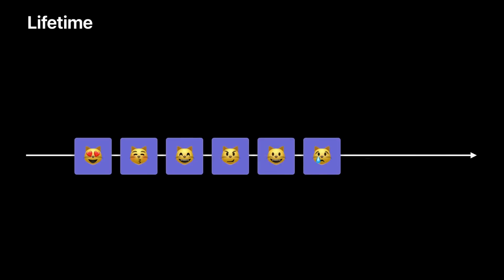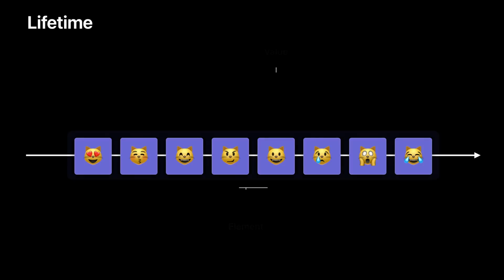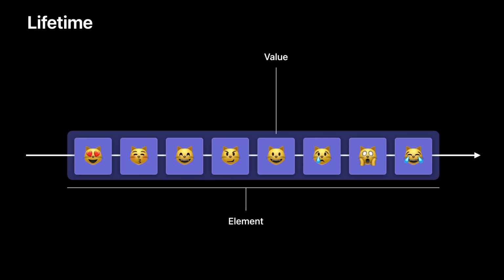This is the essence of connecting identity to lifetime. Identity allows us to define a stable element for different values over time. In other words, it allows us to introduce continuity over time. You might be wondering, how does this apply to SwiftUI? So let's bring back a cat-friendly version of the app Matt was working on.